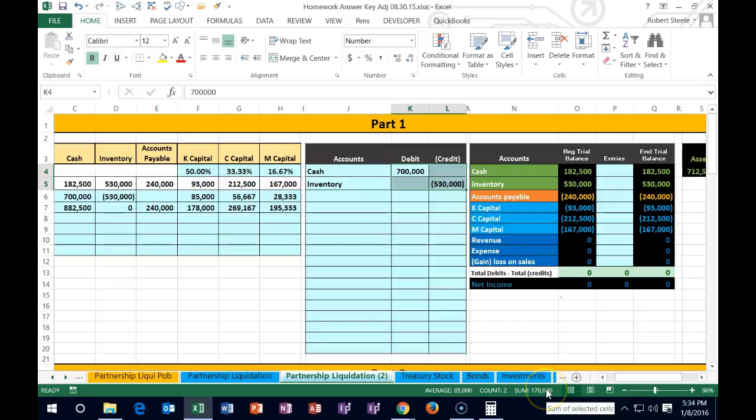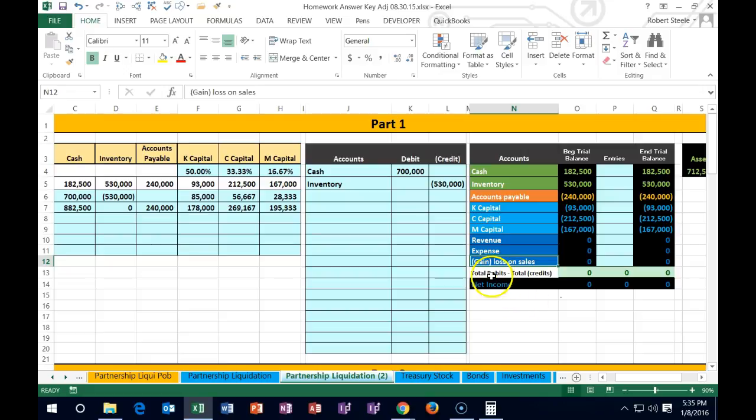here in order to account for that 170 difference. Now, ultimately that 170 difference is going to be split between the capital accounts. But I'm first going to record it as we generally would record it in a normal transaction, and that is that we would have a gain or loss on the transaction. In this case, we have a gain.